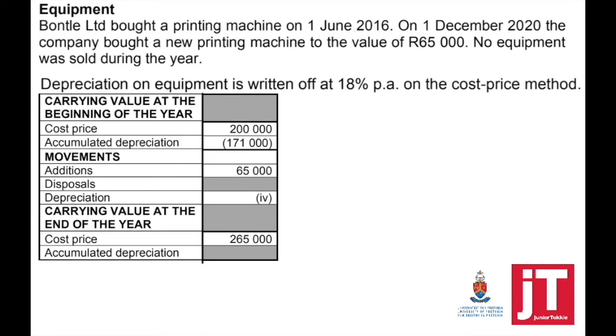Looking at equipment, Bondley Limited bought a printing machine on the 1st of June 2016. Again, our current financial year ends 2021, so there's a reason why they provided you with that date. On the 1st of December 2020, the company bought a new printing machine to the value of 65,000. No equipment was sold during the year. So we need to calculate the total depreciation for this financial year. So this means depreciation needs to be calculated on the new plus the old or remaining, that which we had since the beginning of the accounting period.